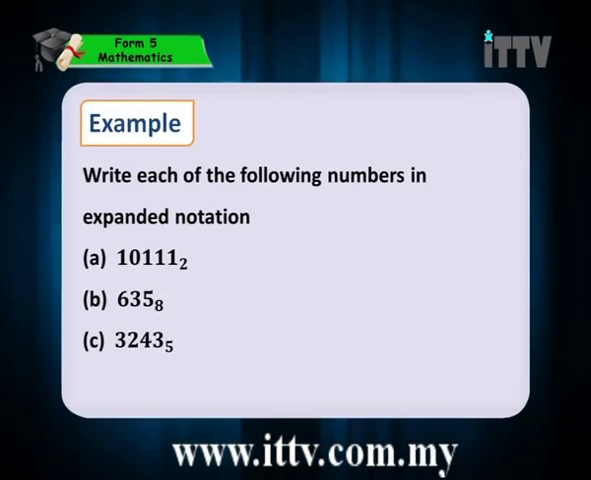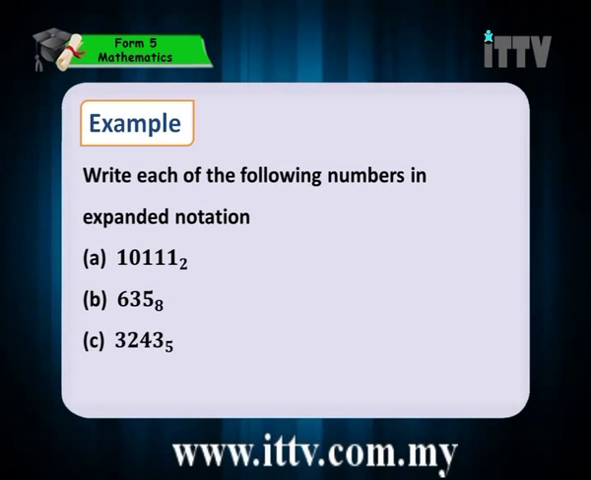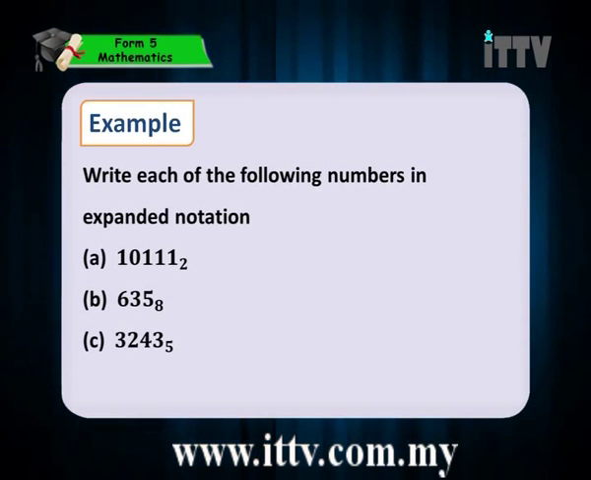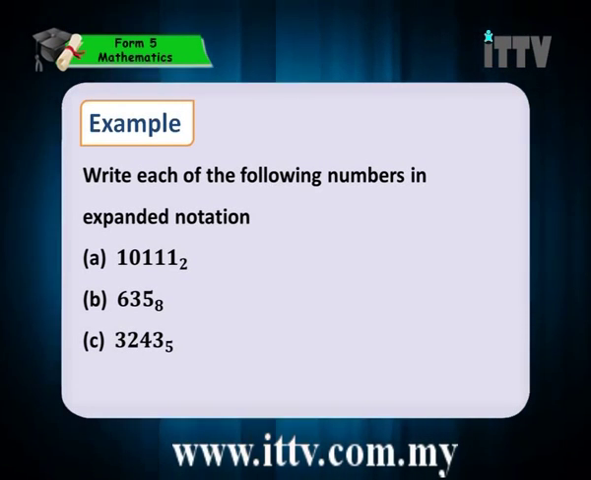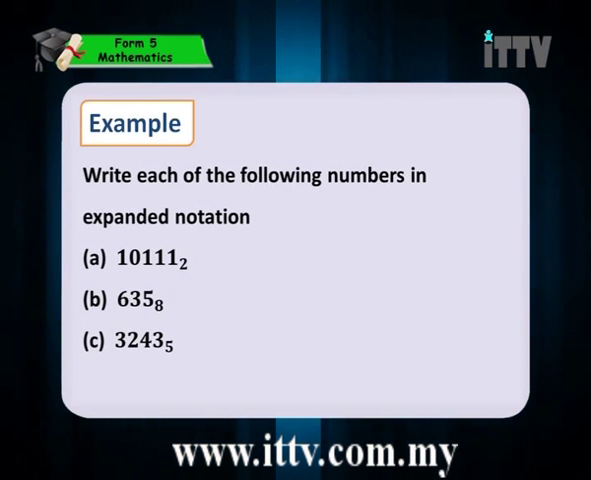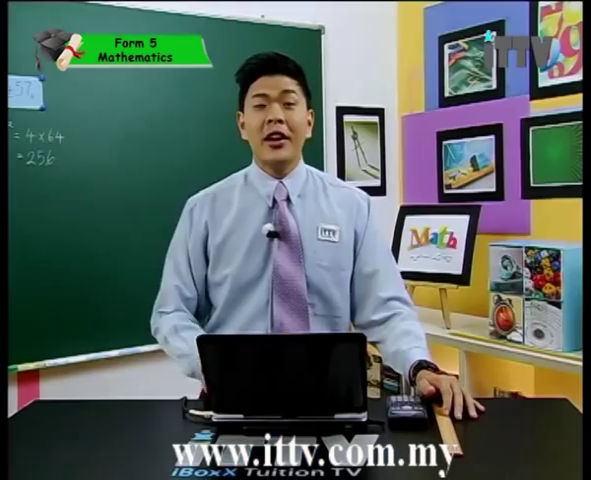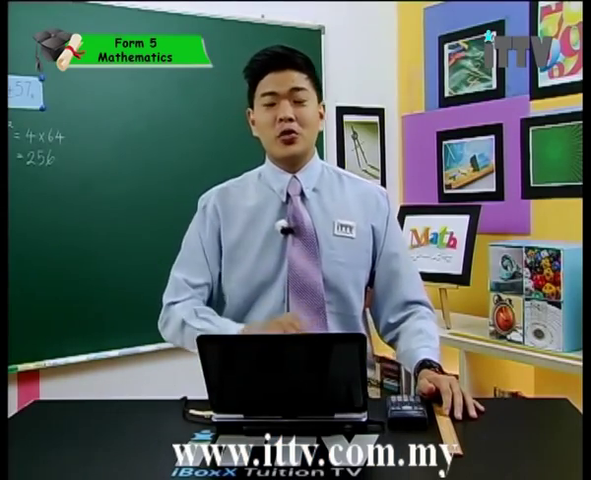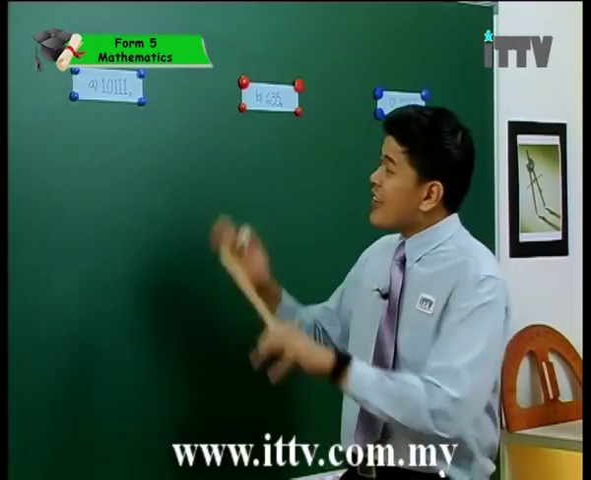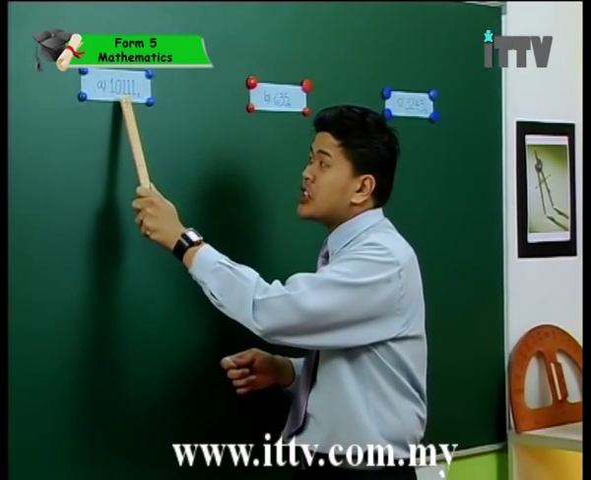Write each of the following numbers in expanded notation. A. 10111 in base 2. B. 635 in base 8. C. 3243 in base 5. Alright, now let's go over to the board and do this one. Alright, let's write this first number in expanded notation.